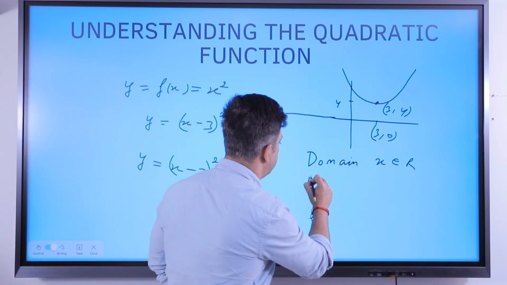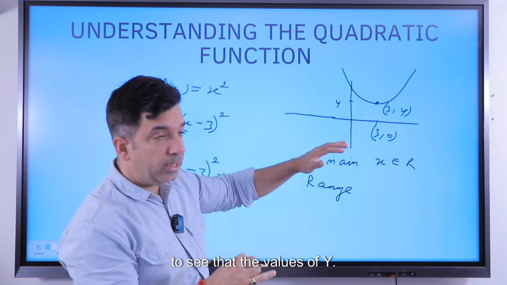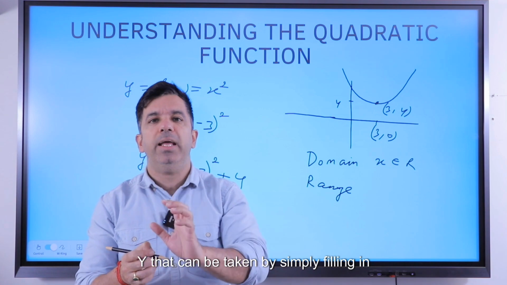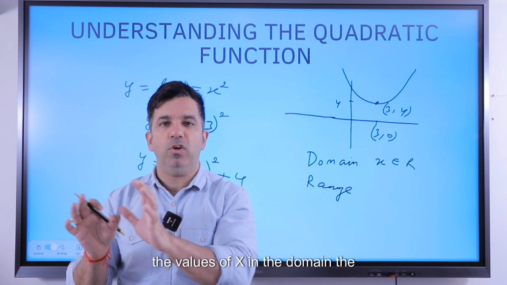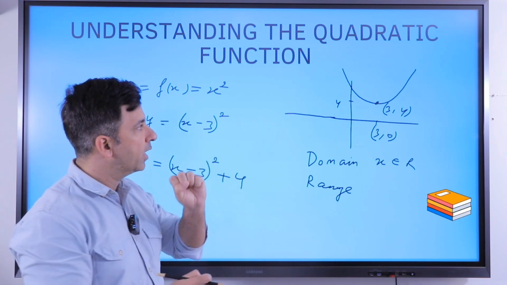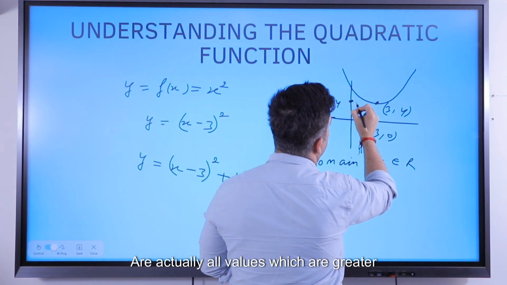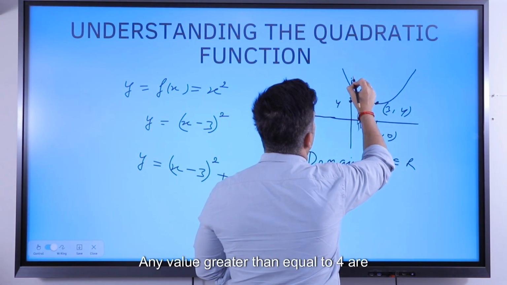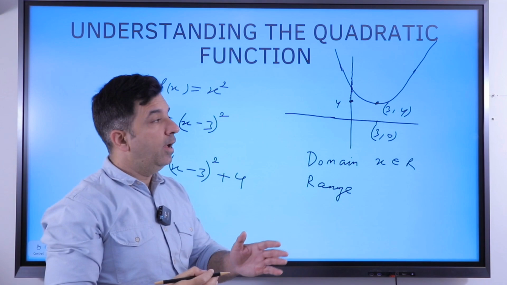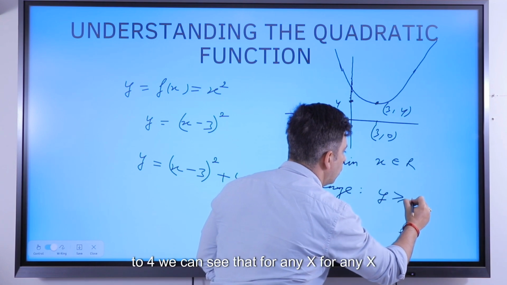Now let's come to the range. What does range mean? Range means the possible values of y that can be taken by filling in the values of x in the domain. What are the possible values of y that we can obtain from this function? We can see that the values of y that we can obtain are all values greater than or equal to 4. This graph is going up to infinity, and over here also it is going up to infinity. So the range would be all values of y greater than or equal to 4.